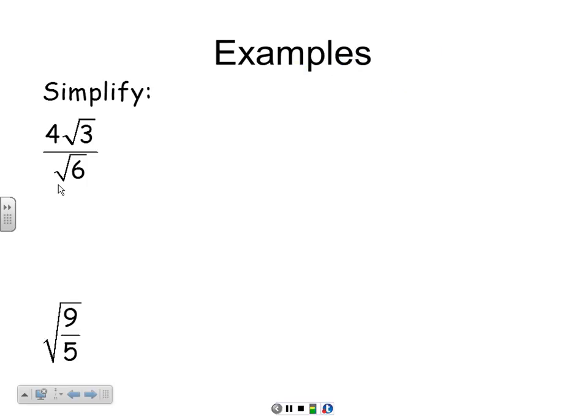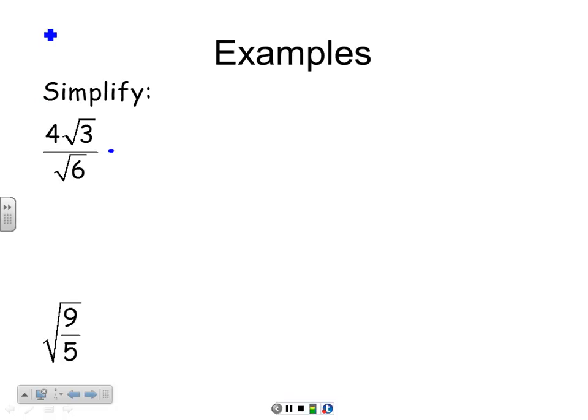So let's look at this one. For this particular problem, we cannot simplify the radicals. We can't reduce anything here because there's not a perfect square that goes into 3, and there's not a perfect square that goes into 6. So I'm going to show you 2 ways to do this problem, and you can go either way that you want to. I just don't want you to get confused.